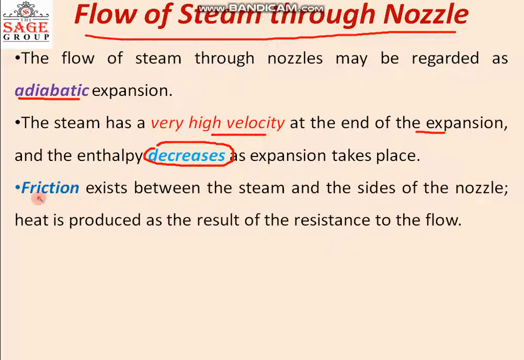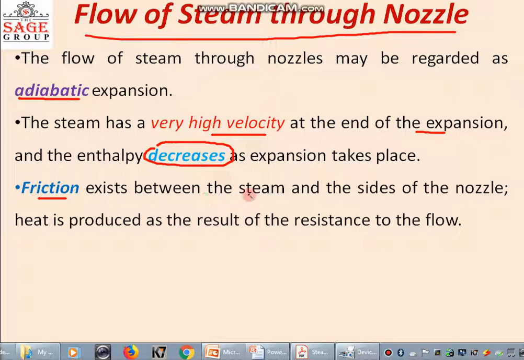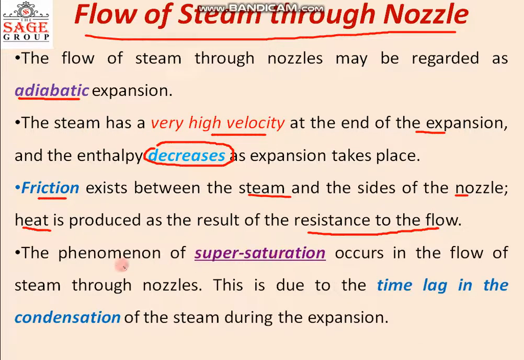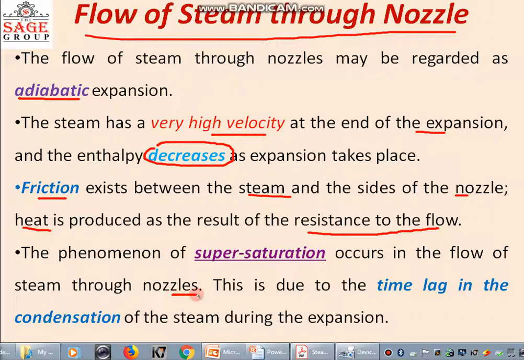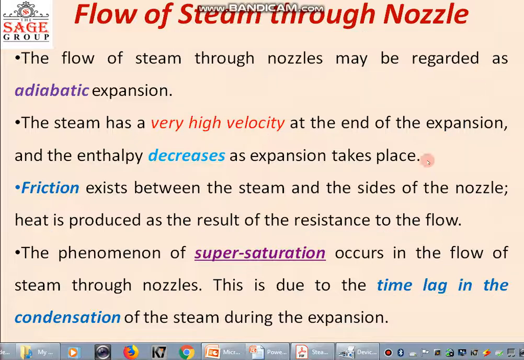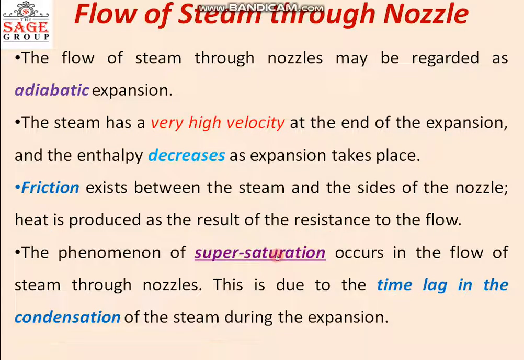But there is friction between the steam and the sides of the nozzle, and because of this some heat is produced as the result of the resistance to the flow of steam in the nozzle. The phenomenon of supersaturation occurs in the flow of steam through the nozzle, and this is due to time lag in the condensation of the steam during expansion. So if a time lag occurs, it causes a phenomenon known as supersaturation. You will understand what supersaturation is.